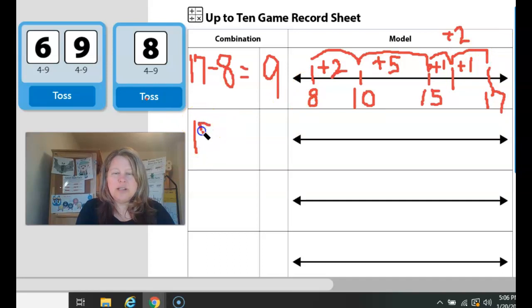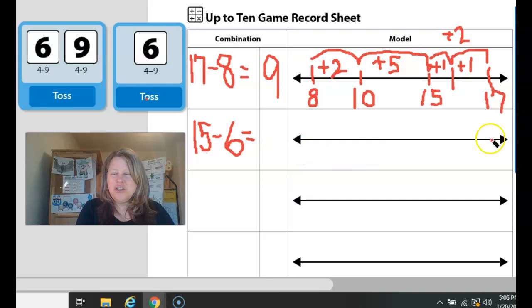All right, let's see what we're going to subtract this time. 15 minus what? I'm going to spin. All right, and we got a 6. So go ahead and do 15 minus 6. One of these days, Miss Miles will get this figured out. All right, 15 minus 6.